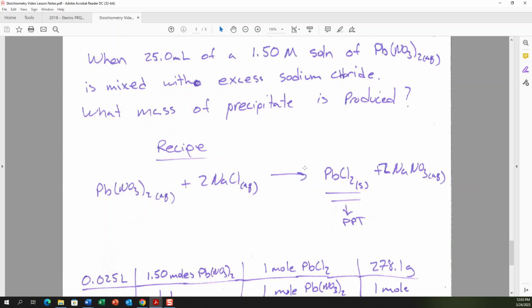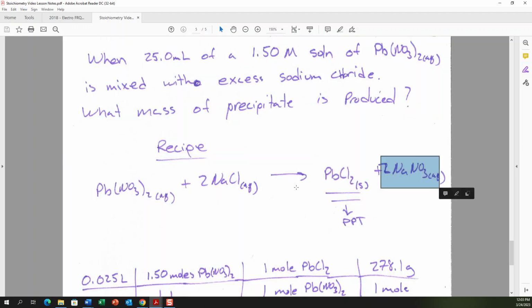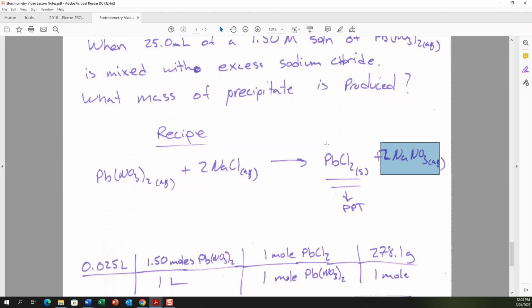But this would be our balanced chemical reaction, right? Lead(II) nitrate and 2 sodium chlorides yield lead(II) chloride. That would be our precipitate. And we get 2 sodium nitrates, okay? All right, so step 1 is our recipe. So there's our recipe. And we needed to identify the precipitate here, right?